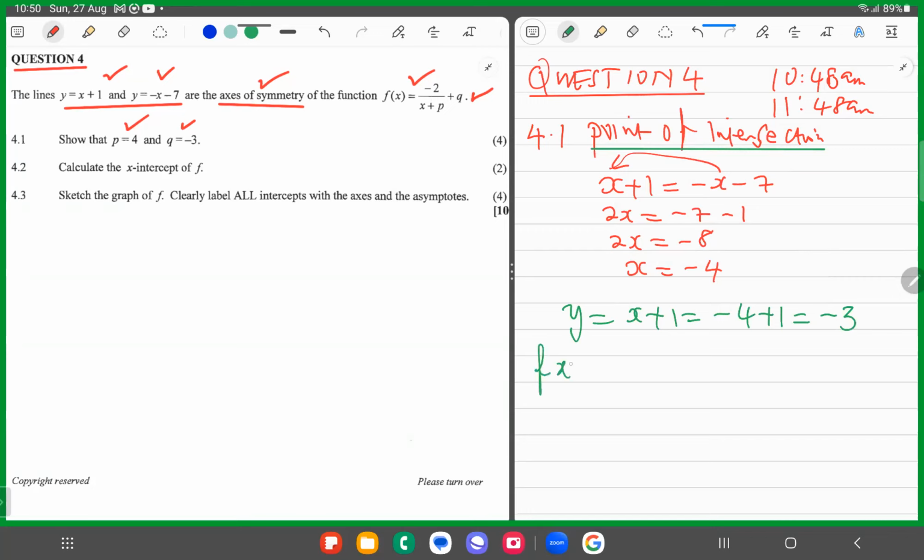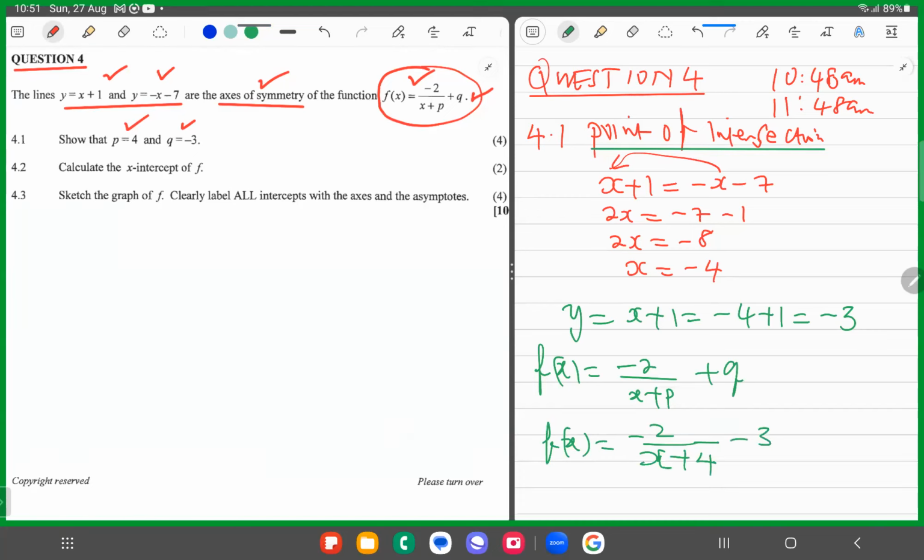The equation itself is written as minus 2 all divided by x plus p, with q added to it. So the continuation is as follows. We have the function f, and this can be written as negative 2 divided by x, but obviously it's plus 4. You take the opposite of the number there. And then here you have the y, which is exactly negative 3.